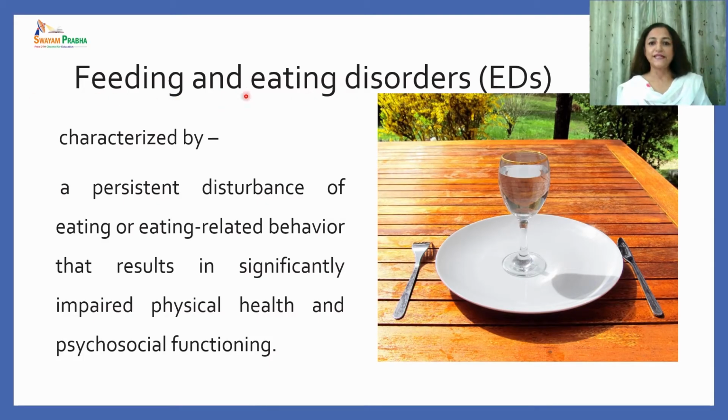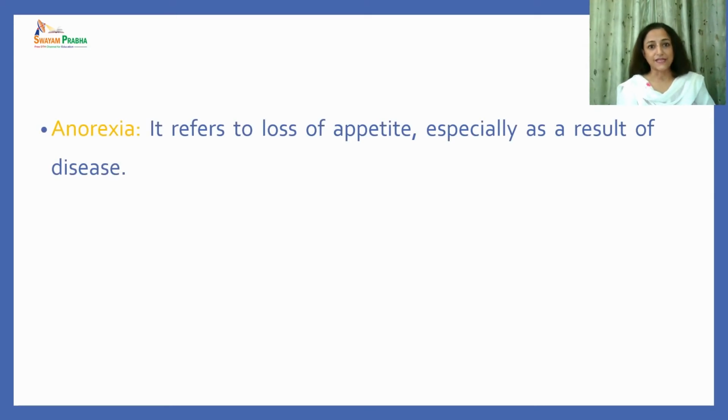So feeding and eating disorders can be characterized by a persistent disturbance of eating or eating-related behavior that results in significantly impaired physical health and psychosocial functioning. So let's study some terms important to study eating disorders. The first term is anorexia. It refers to loss of appetite, especially as a result of disease.